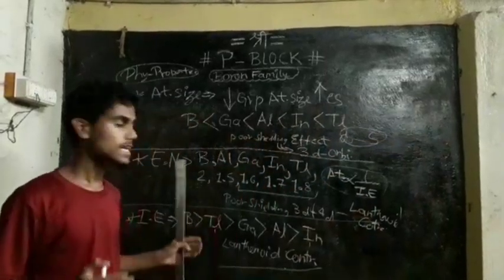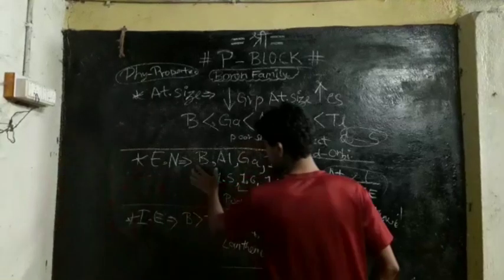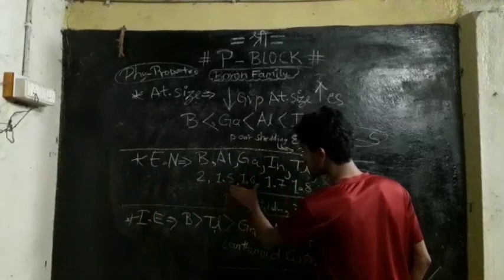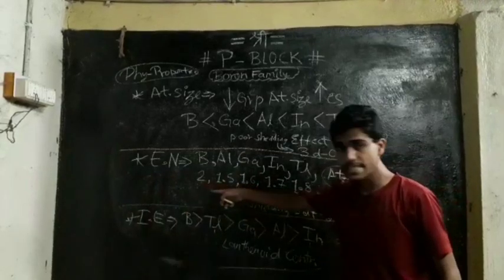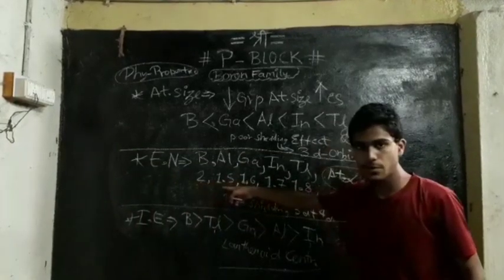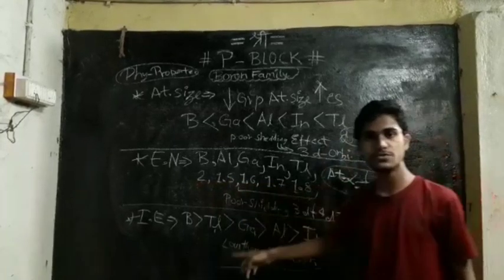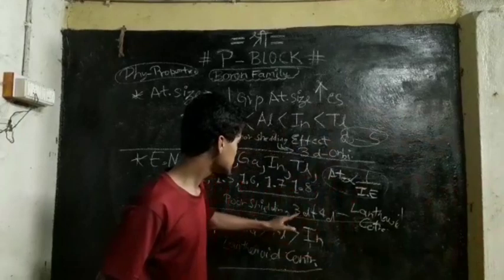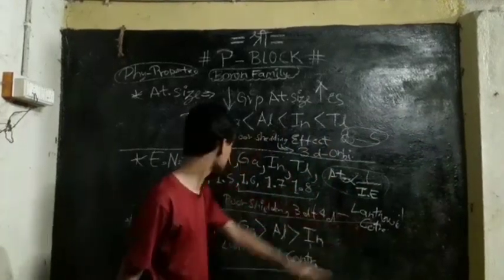Second, we have electronegativity. As we can see here, these are the values of electronegativity. First it is decreasing, from 2 it comes to 1.5, and then suddenly it goes on increasing. This is also due to the poor shielding effect of 3d and 4d orbitals and due to lanthanide contraction.